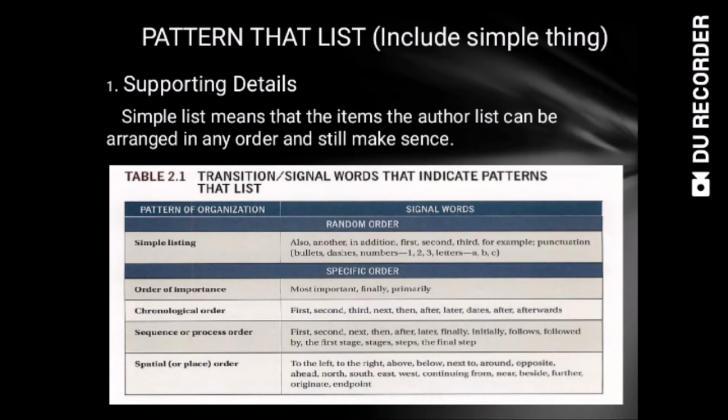Chronological order: first, second, third, next, then, after, later, afterwards. Sequence or process order: first, second, next, then, after, later, finally, initially, follows, followed by, the first stage, step, and the final step.